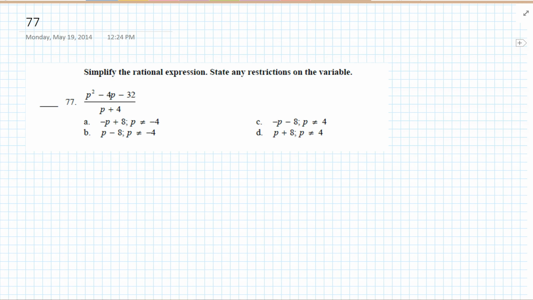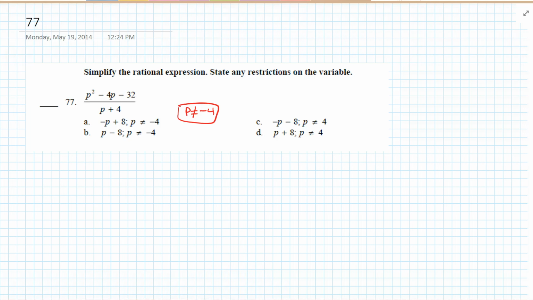Next problem. Simplify the rational expression. State any restrictions on the variable. Okay, since the denominator is already simplified, we can go ahead and find out the restriction is p does not equal -4. Remember, we just have to set them equal to 0 if you don't see that. Denominators can never equal 0.